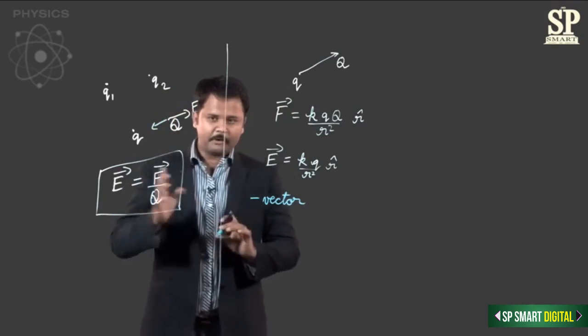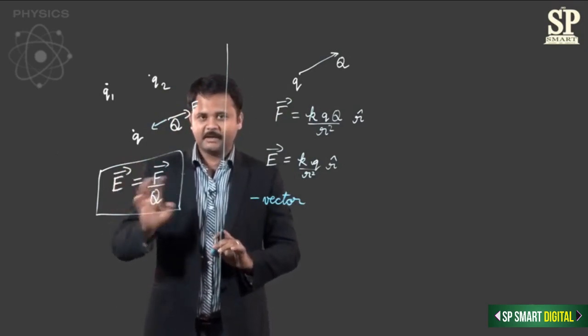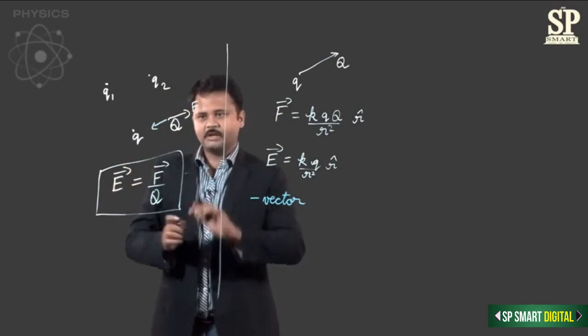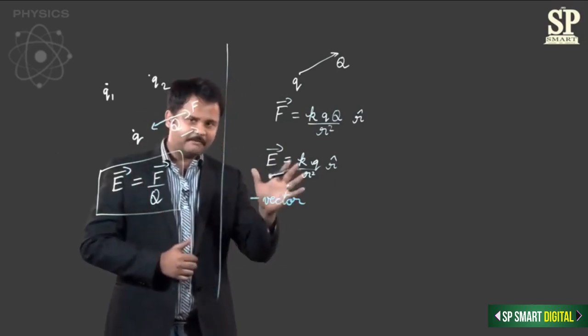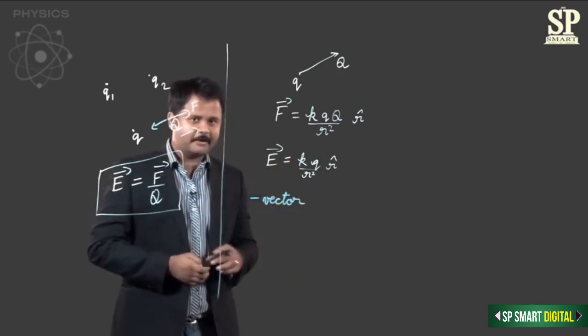However, if we are talking about the electric field intensity, its direction is fixed due to this charge, and it is given as this particular direction. So yeah, it is a fixed direction. Electric field is a vector.